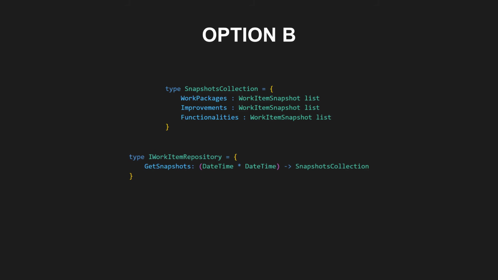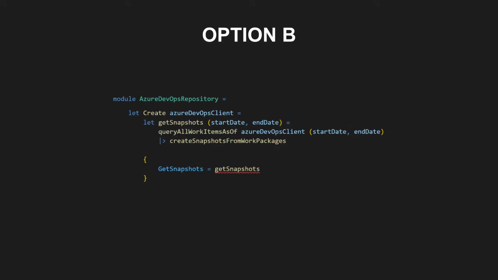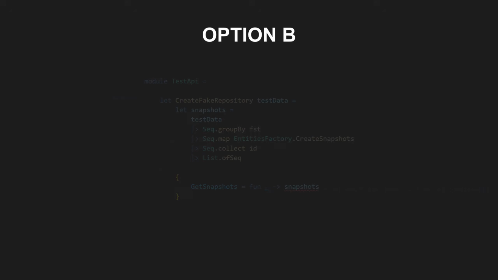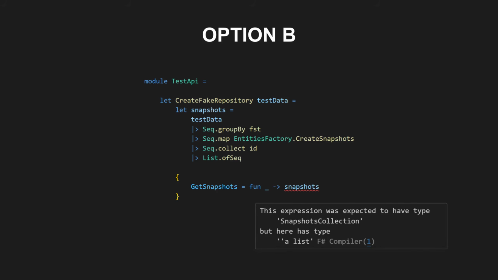This immediately breaks compilation in many places and creates ripple effects in 3 directions. First, the application logic. Code that previously expected a list of work package snapshots must now select the right property. To do that, the user's selection has to be passed from the UI through the presentation layer down into the application logic. Second, the real repository. It must now build and return a snapshots collection with all 3 lists. This also ripples into the local cache database, which needs schema and API changes. Third, the test setup. The fake repository must return a snapshots collection as well, which requires test data for improvements and functionalities, not only work packages.